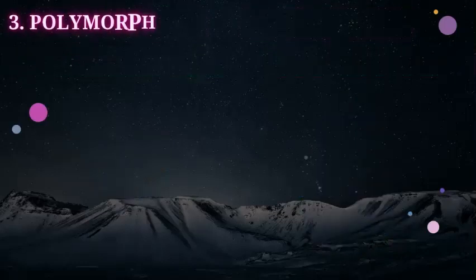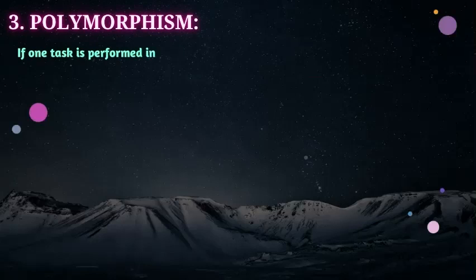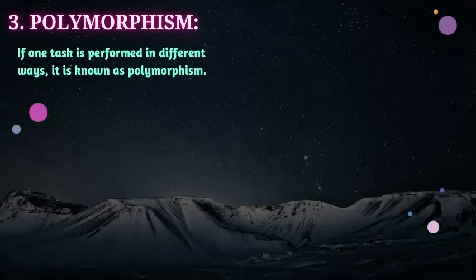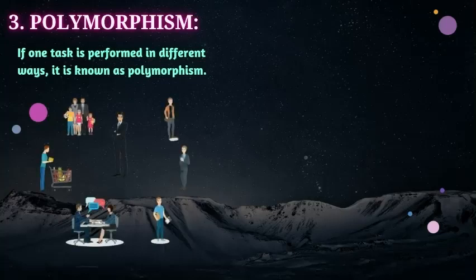Next one is polymorphism. If one task is performed in different ways, it is known as polymorphism. Actually, the word polymorphism is a combination of two Greek words. Poly means many, and morph means forms. Let's deal with a real time example. A person at the same time can have different characteristics, like a man at the same time can be a son, can be an employee, a father. So, the same person possesses different behavior in different situations. This is called polymorphism.